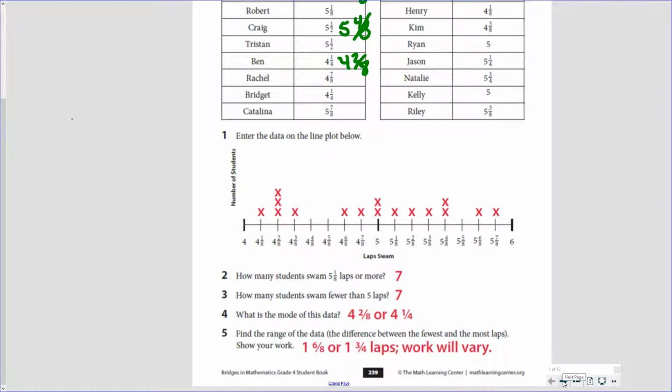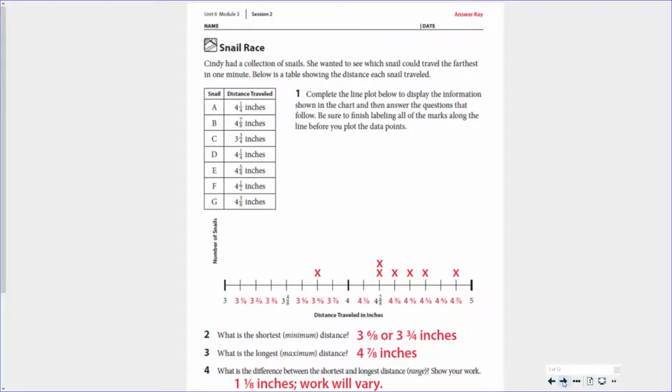All right, if this is going too fast for you, at any time you can pause the video so that you can catch up and double check all of your work. But I'm going to move on and go ahead and show the other page that you need to do from yesterday's homework. All right, from here we have a key that shows how far each snail traveled.